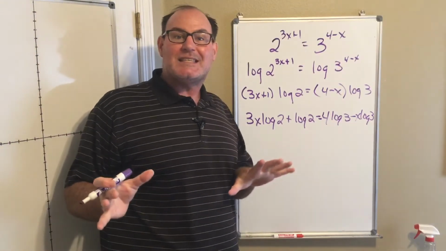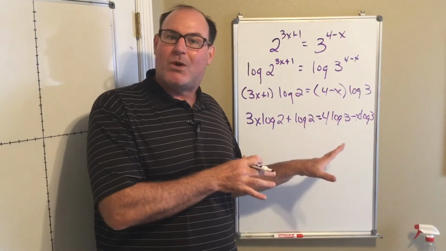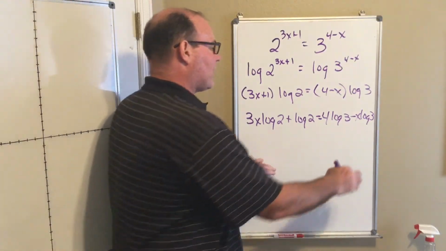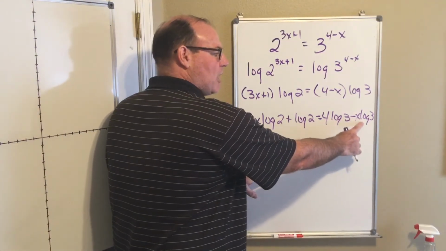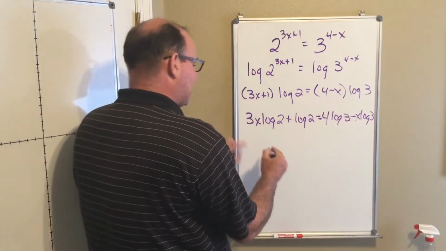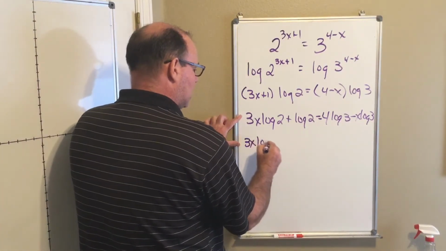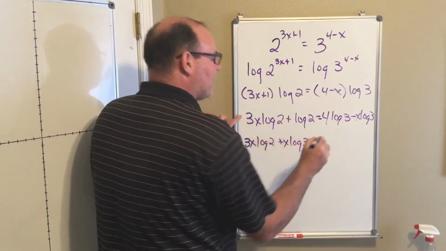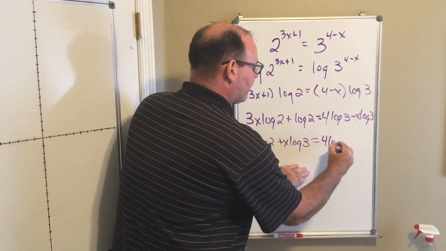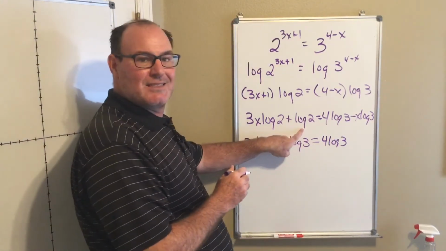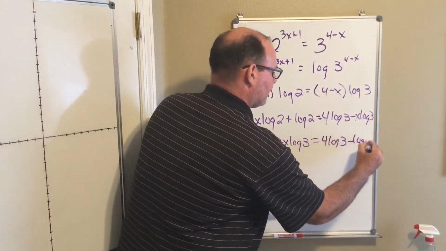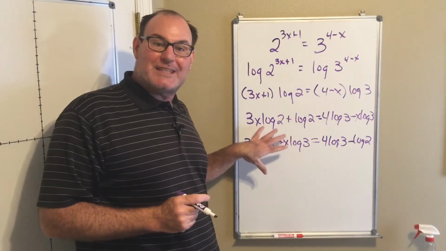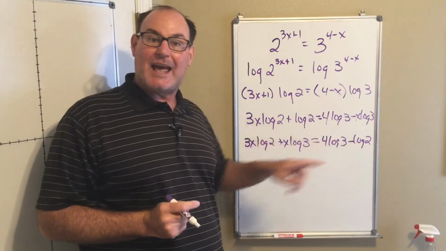So now this is the step. I'm going to put everything with an x on one side, everything without an x, that's a constant, on the other side. So what I'm going to do is add this x log 3. Since it's a subtraction, I'm going to add it. So I've got 3x log 2 plus x log 3. On the other side, I've got the 4 log 3, and then I'm going to subtract this log 2. Okay. So now I've got everything involving an x on one side of the equation. I've got everything without an x on the other side.